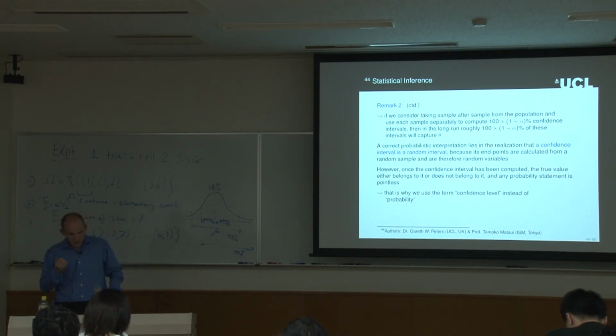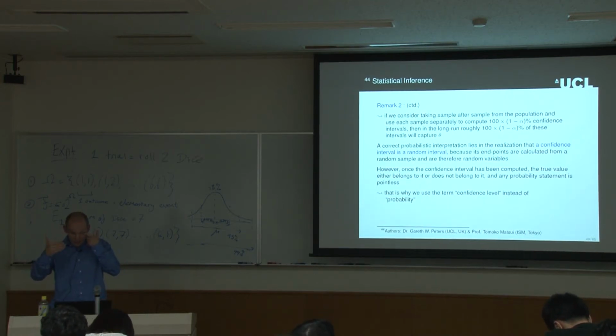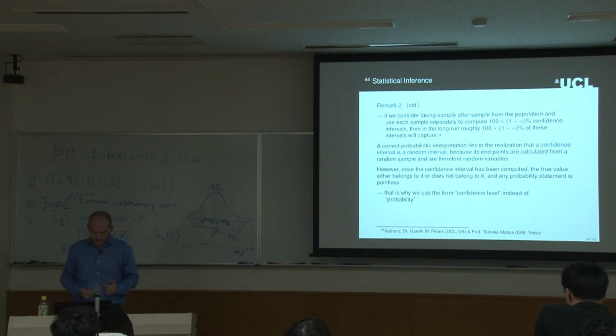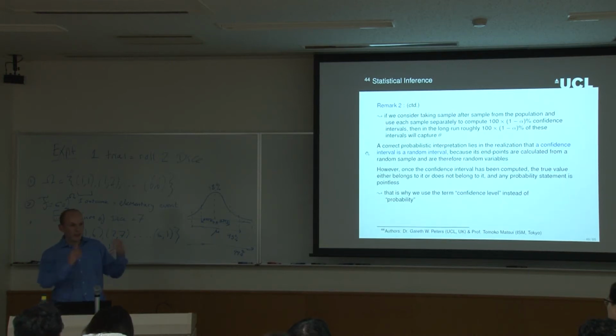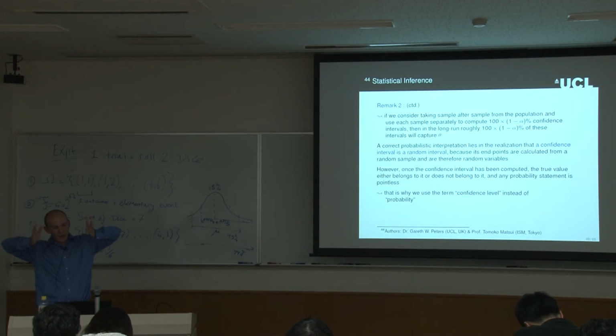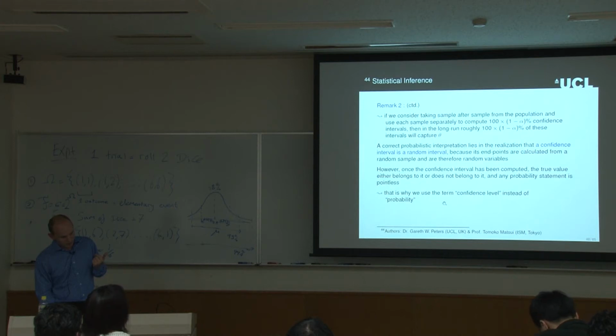A correct interpretation is that if we consider taking sample after sample from the population and use each sample separately to compute this 95% confidence interval, then in the long run, 95% of these intervals will capture theta. Okay. So to understand this, the key concept is to realize that the confidence interval is a random interval because you use a random sample to calculate it. The confidence interval isn't some magical interval that you know, because of course you don't know any of the population parameters. Okay, so it's a random interval. So once you calculate this confidence interval, the true value either belongs to it or doesn't belong to it. So any statement where you try to use probability instead of confidence level doesn't really make sense.